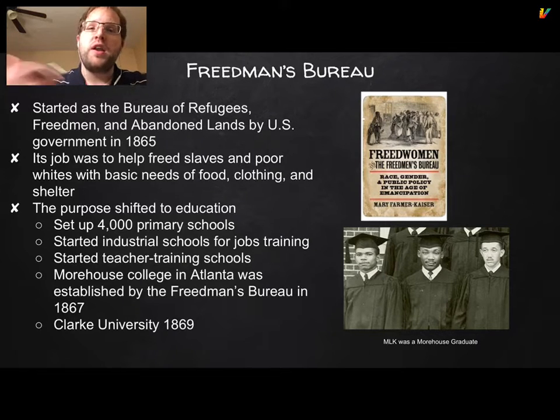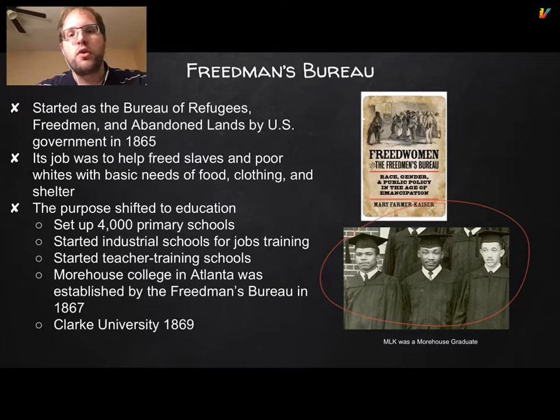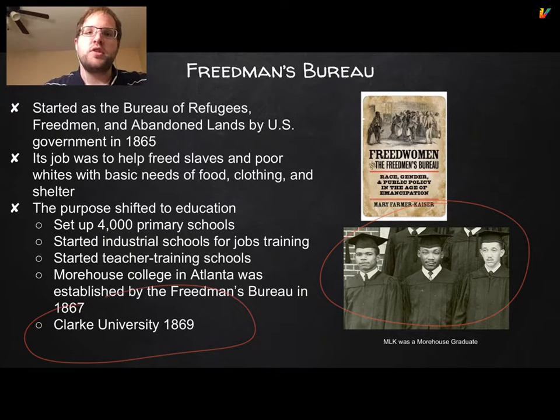You do want to know that it didn't just help the freedmen, it also did help some of the poor white people as well, okay? So that's going to be important. And then we talked about how today there are still universities that are famous for being started by the Freedmen's Bureau in Atlanta. So like Morehouse College in Atlanta, we said that Martin Luther King Jr., that's him right here as a young man, he was a graduate of Morehouse College. There's also Clark University in Atlanta, which was also established by the Freedmen's Bureau. So we have those schools here in Georgia still to this day.